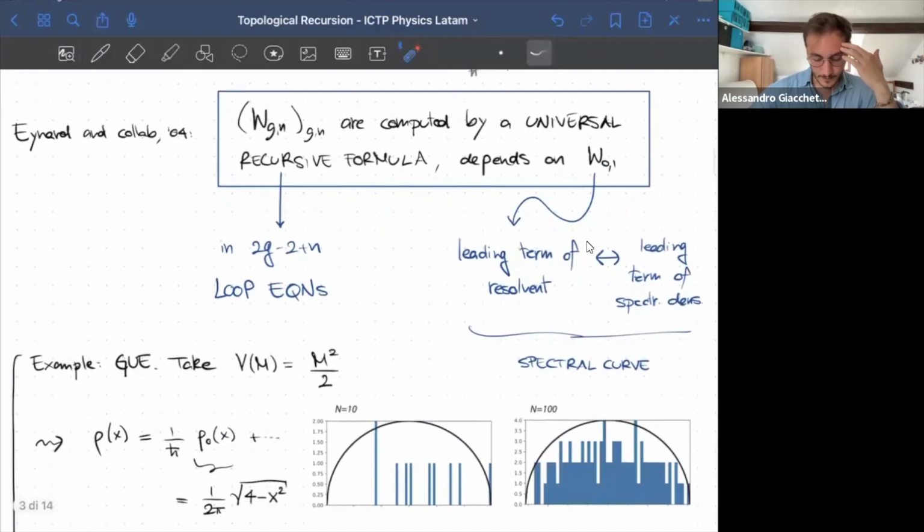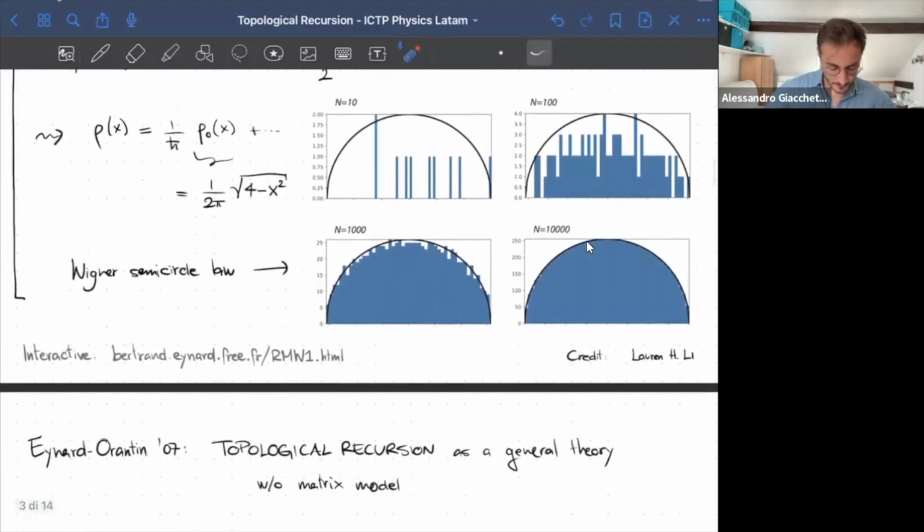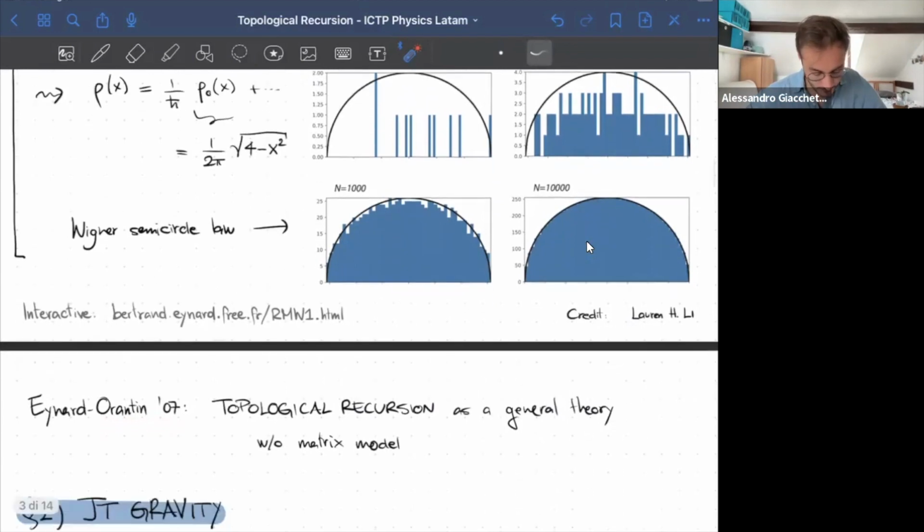But if you want, the main point of the work of Bertrand and collaborators is that they managed to find this universal formula in relation to random matrix theory. But then in 2007, with Nicolas Ranton, they managed to somehow detach topological recursion from the theory of matrix models. And this was somehow the first main achievement, because it led to many applications that went just outside matrix models, as we will see now.